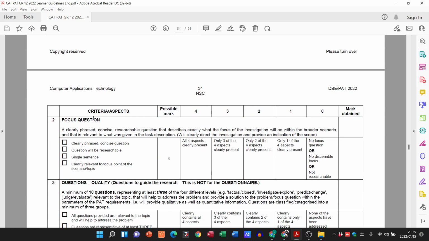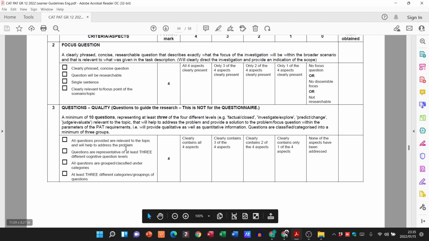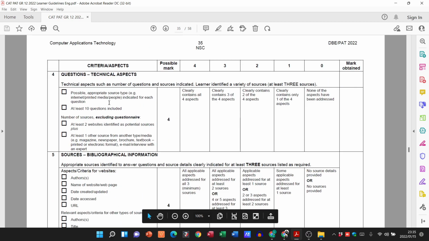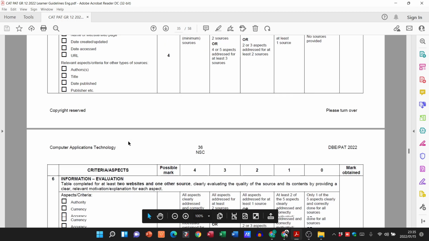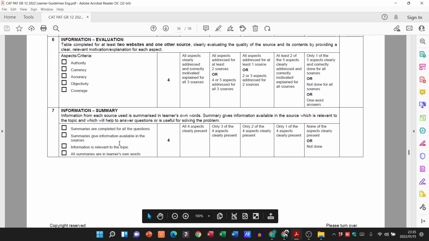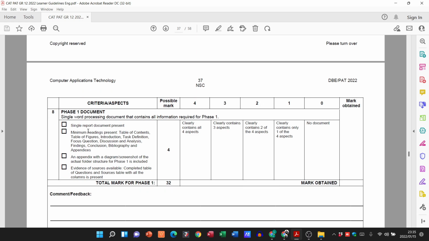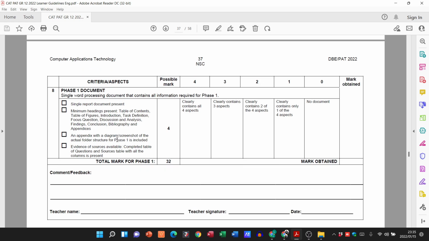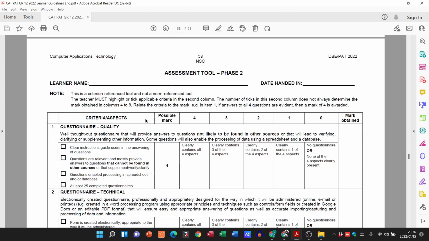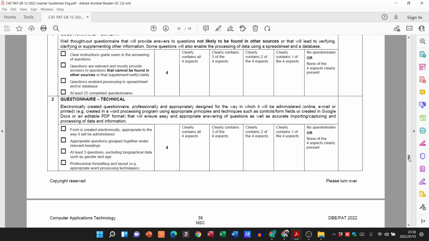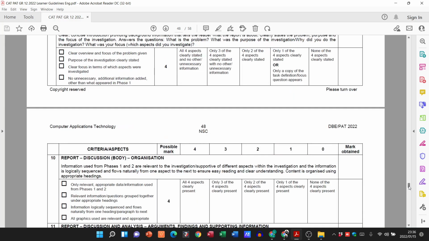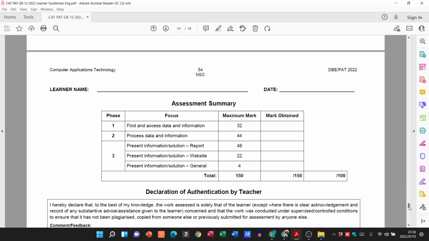You can see the focus question, your 10 questions, some technical aspects on that, the biographical information. Did you do the evaluation? There is the summary there, and then just some general things on the phase 1 working document. That's how you get your marks. So this is why it's important that you use these rubrics right here at the end for phase 1, 2, and 3, so that you can make sure you've got everything.